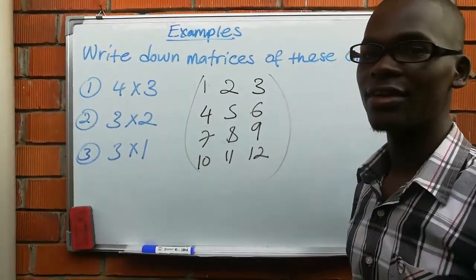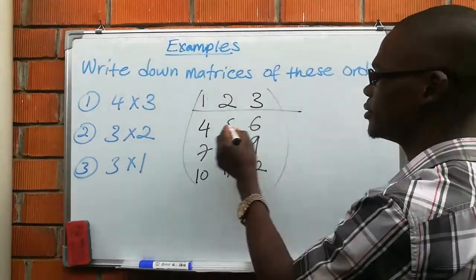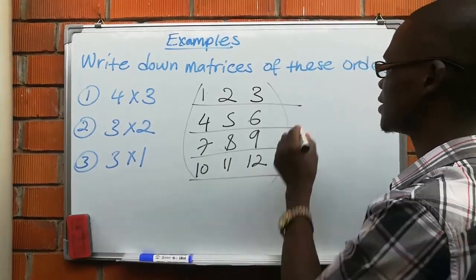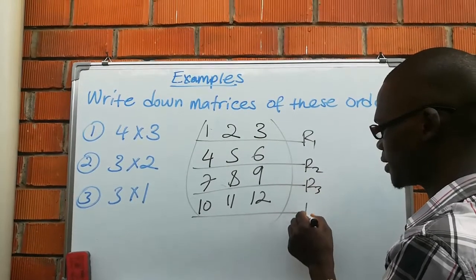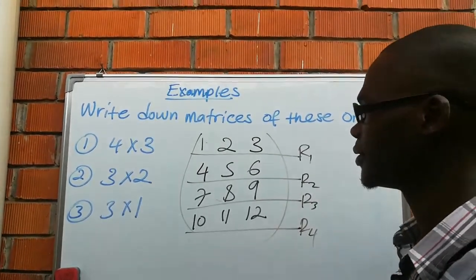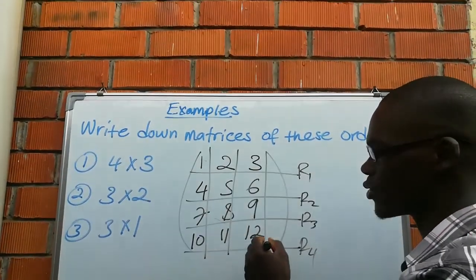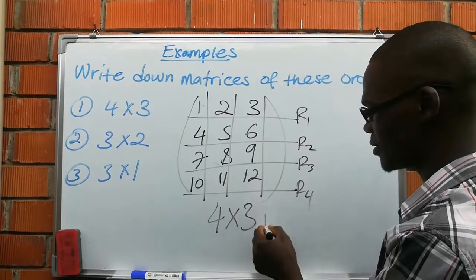So this is a 4 by 3 matrix. It has 4 rows. This is row 1, row 2, row 3, and row 4. Then it also has 3 columns. So this is a 4 by 3 matrix.